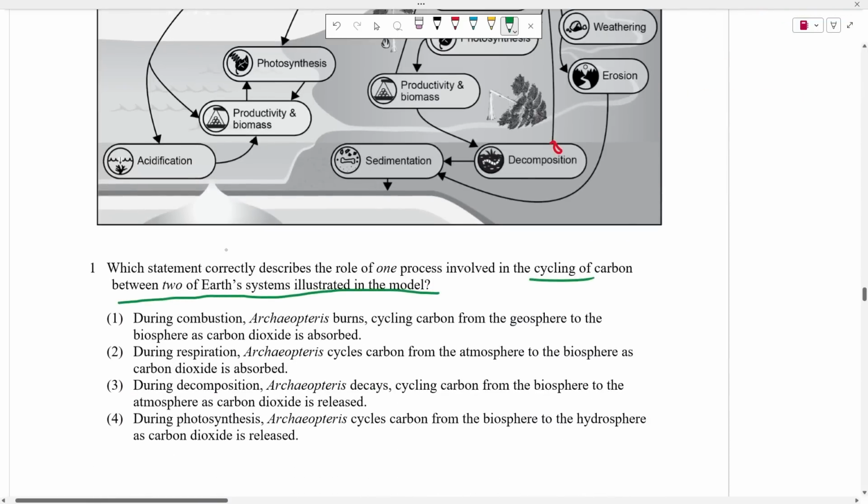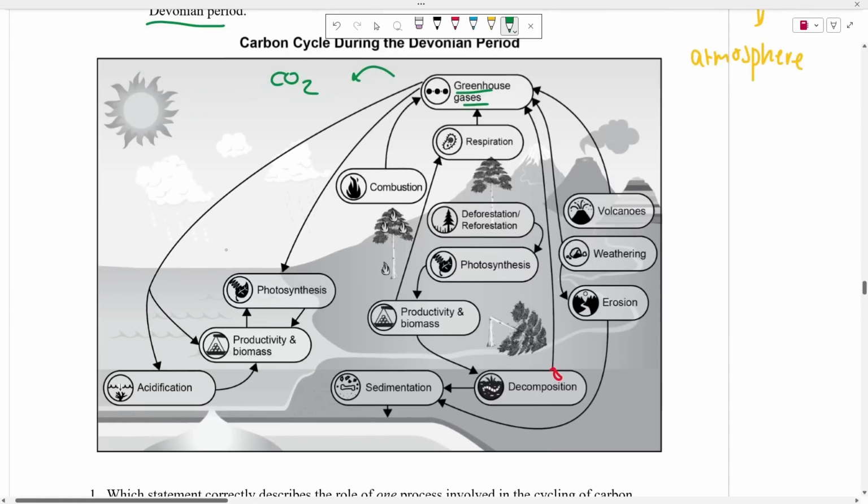So if you look at choice one, it says that during combustion, Archaeopteryx burns, which releases carbon from the geosphere to the biosphere as carbon dioxide is absorbed. Well, let's look at what happens here. So as this tree burns, it's set on fire somehow. That's combustion, right? Combustion is when anything is on fire. And that combustion actually releases greenhouse gases, or it releases carbon dioxide into the atmosphere.